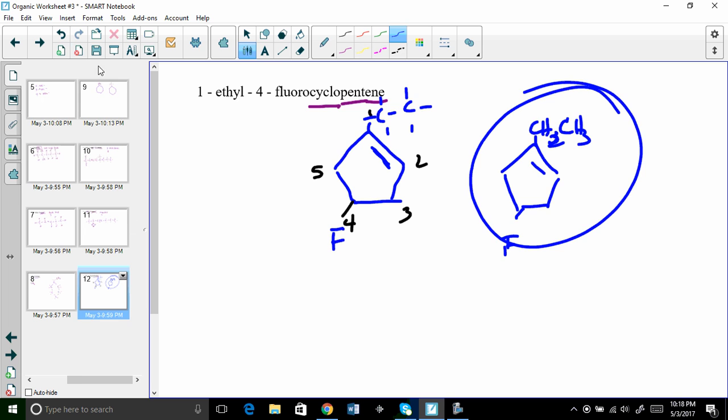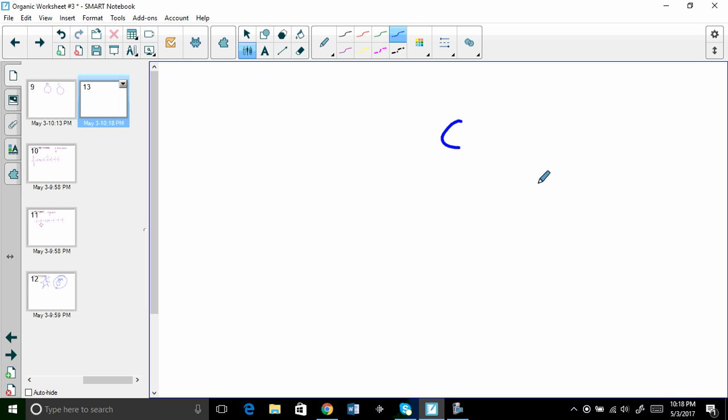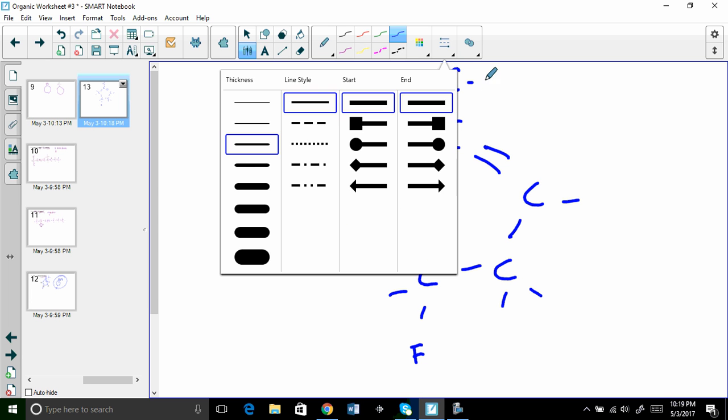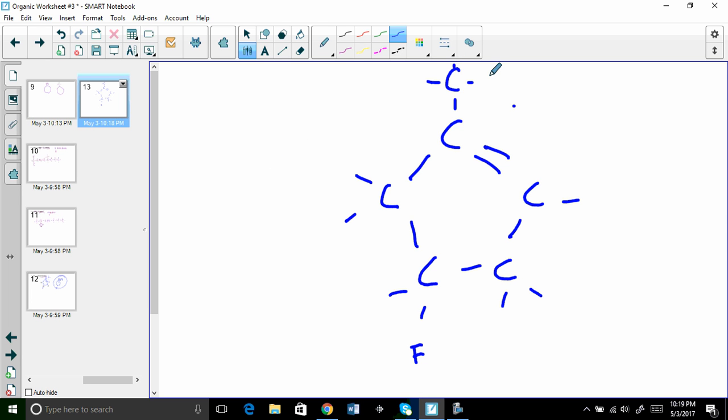If you really wanted to be obnoxious, you could go 1, 2, 3, 4, 5 in a circle, and then this is bonding site 1, and then 1, 2, 3, 4 around the ring. On this one you put the fluorine, I think, and on this one you hook a methyl group, which is a little tiny chain of 2. I don't like this as much.